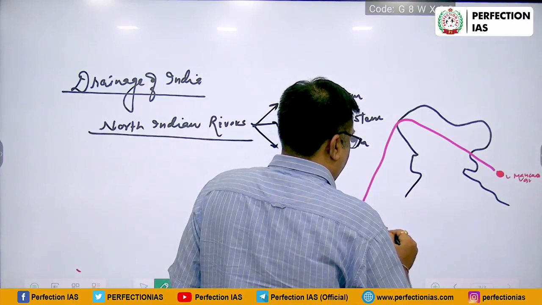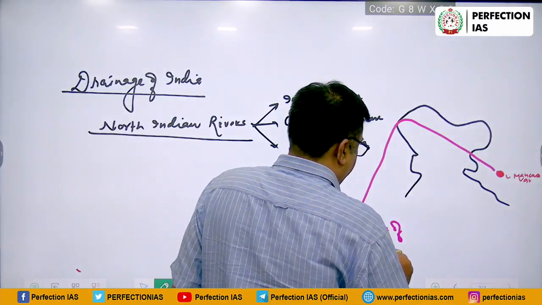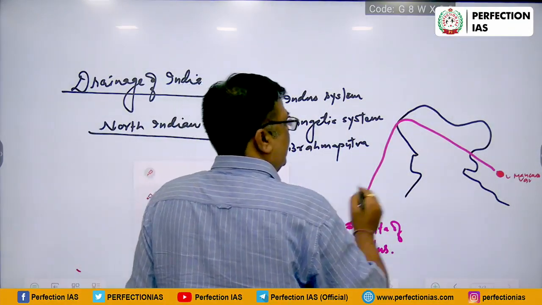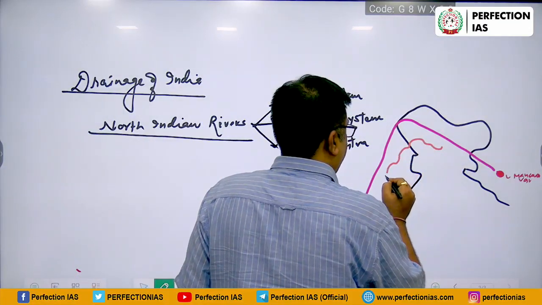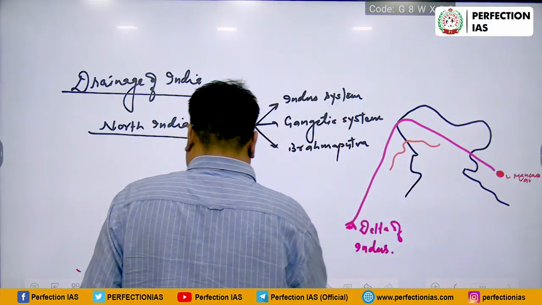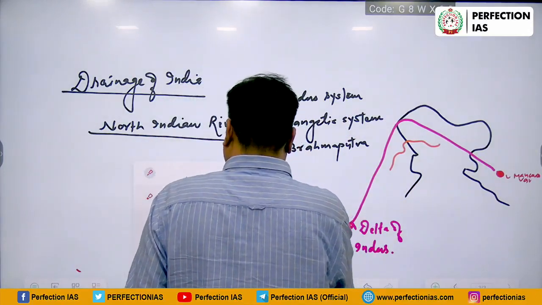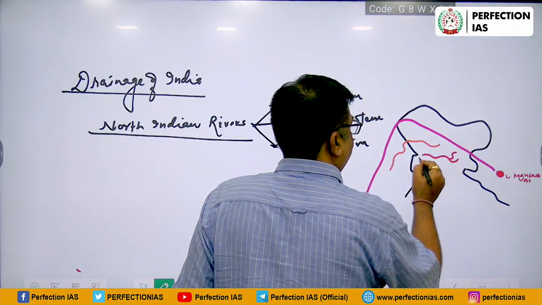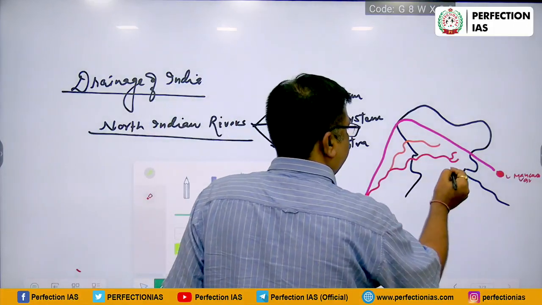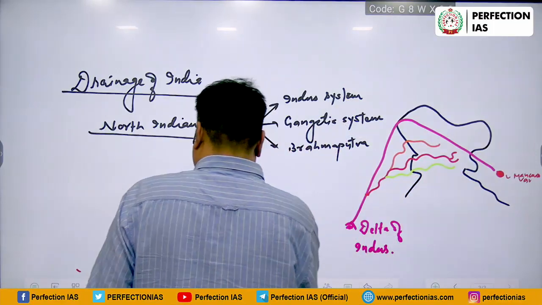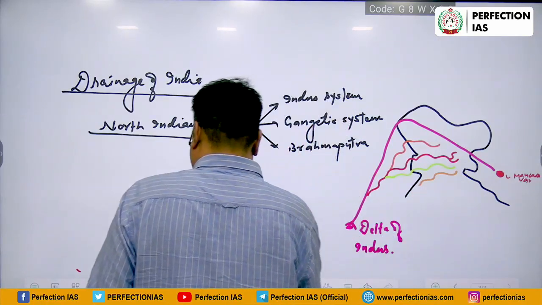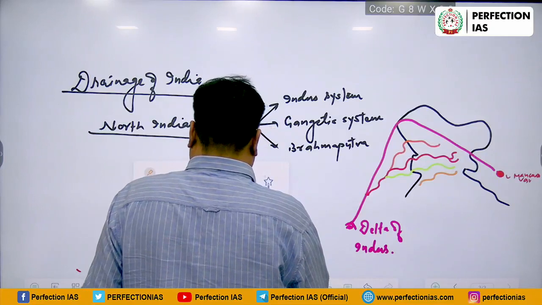This is the delta of Indus. And then a number of rivers are joining it, like Jhelum river, thereafter Chenab river, Ravi, Beas, and Satluj river.